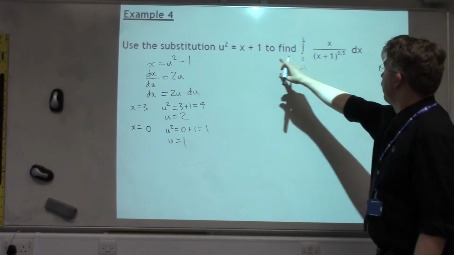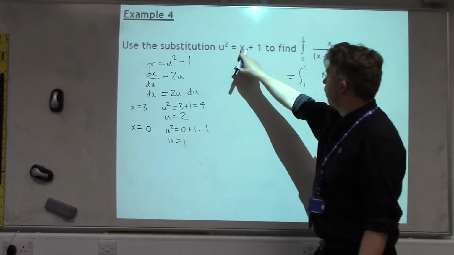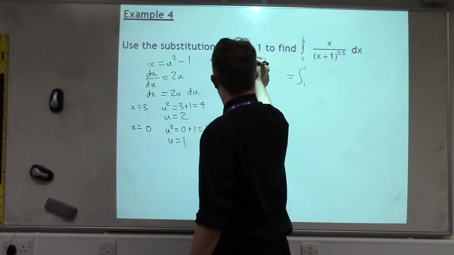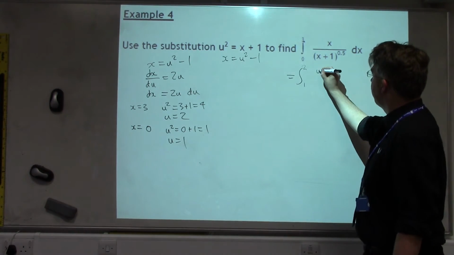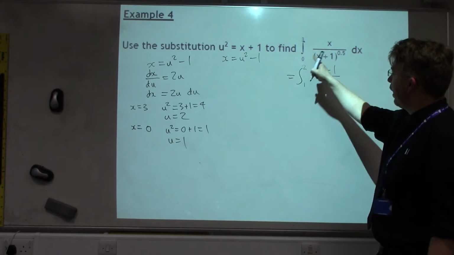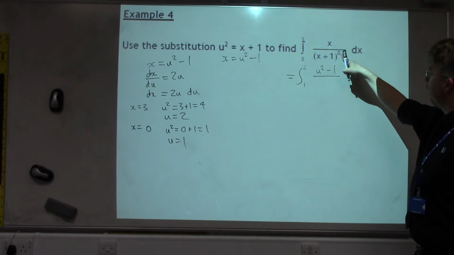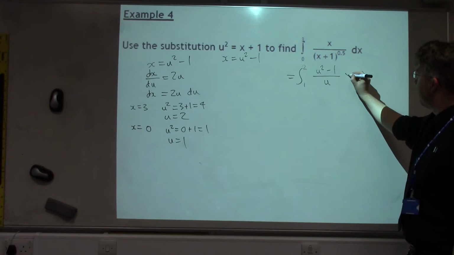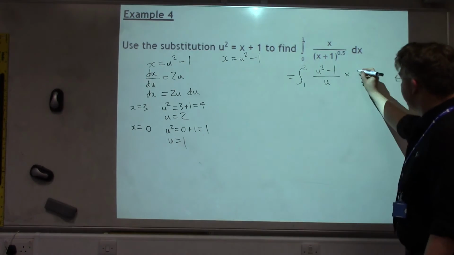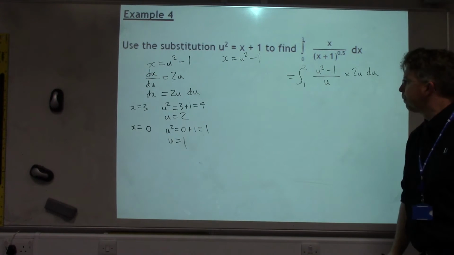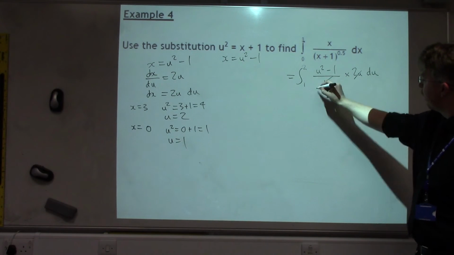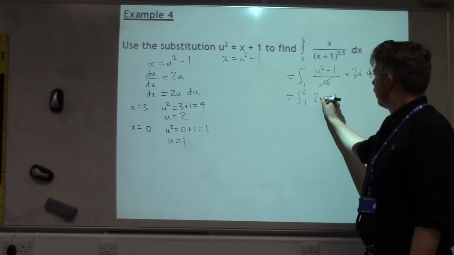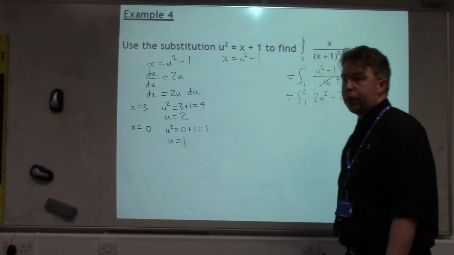Right, continuing. I want to get rid of that x, so from this, rearranging, x equals u squared minus 1, so I can replace that in the numerator. In the denominator, u squared equals x plus 1. Well, we've got x plus 1 to the half, so that would make u the denominator. And we're timesing by 2u du. We get a bit of cancellation, those u's cancel out. We need to multiply through by 2. So we're integrating 2u squared minus 2 du.